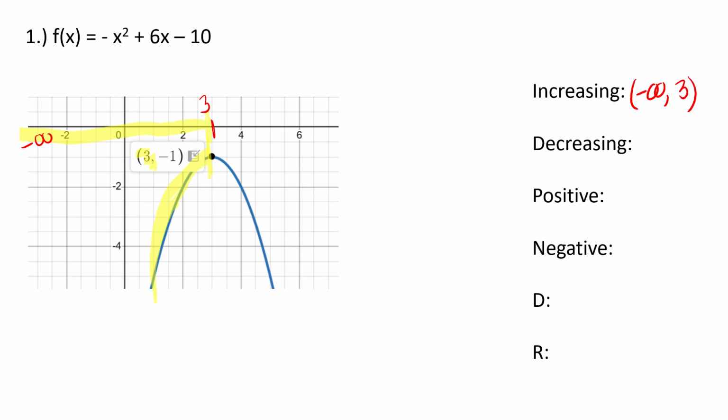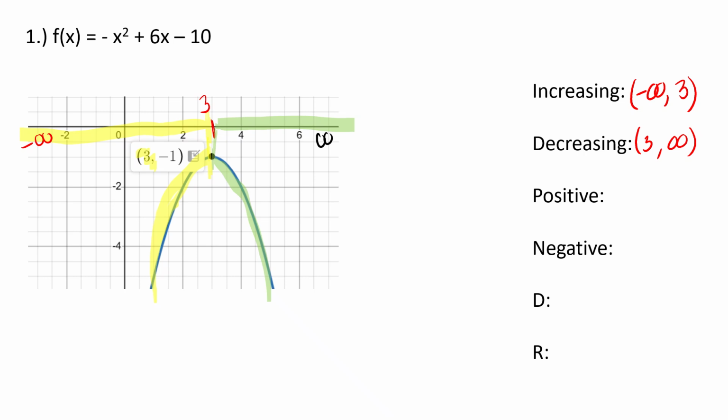Now, once you get some practice at this, if you're dealing with quadratics, you will say, okay, well, it's got to be decreasing everywhere else. And so the decreasing is that piece, and that is your 3 all the way out to your positive infinity. And so we've got 3 to positive infinity.